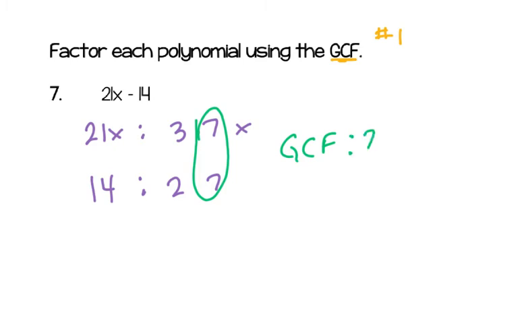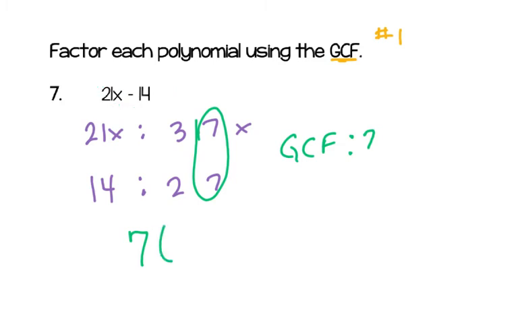Now that's not the answer to the question because I didn't say what is the GCF. I said factor using the GCF. So what you do with that is you're going to take the 7 and you're going to put it right here. And I'm going to say 7 times what is going to give me this product.